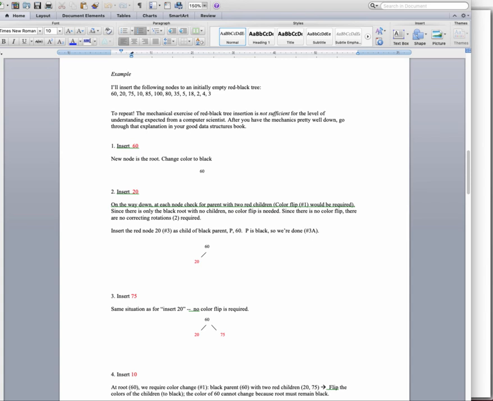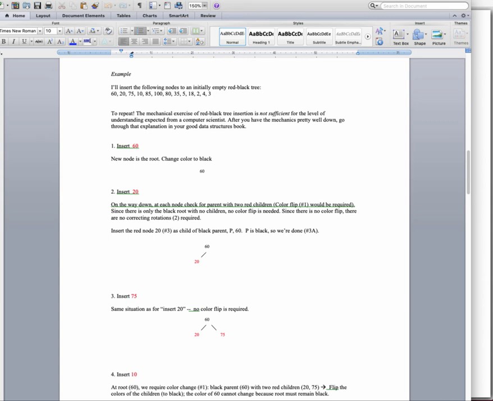And we're going to start off with an empty red-black tree. And here are the numbers that we want to insert in order. So the first thing we're doing is we're inserting 60. It is the root node. The root node is always black.